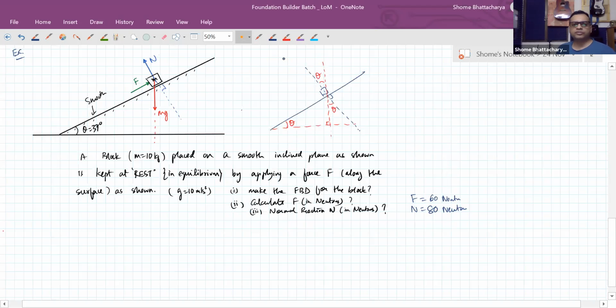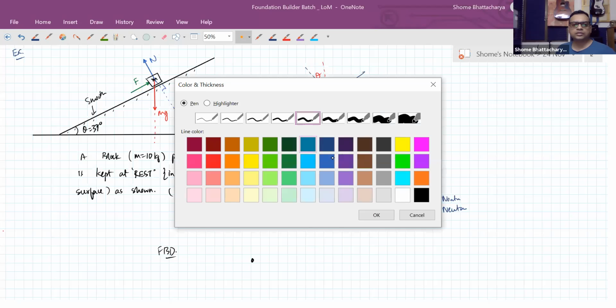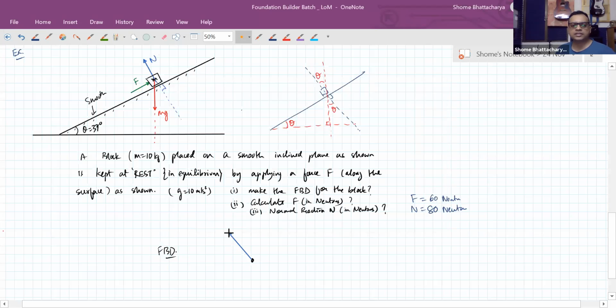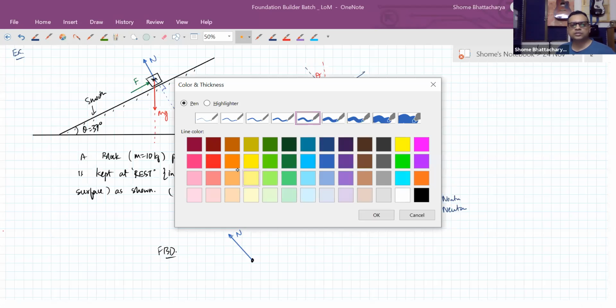So when we make the proper free body diagram, remember in a free body diagram we have to represent the entire body with a point mass like this. Okay. So in that, the three forces that we'll be showing will be the ones we discussed. Normal reaction acting along this direction, mg acting vertically downwards.